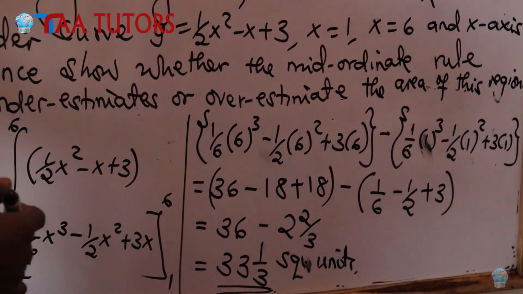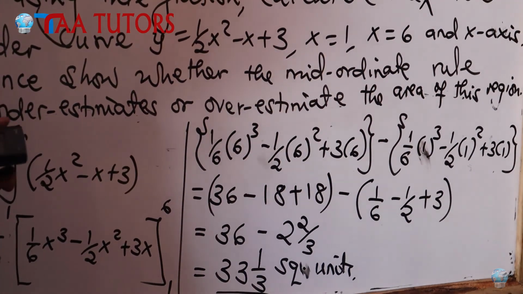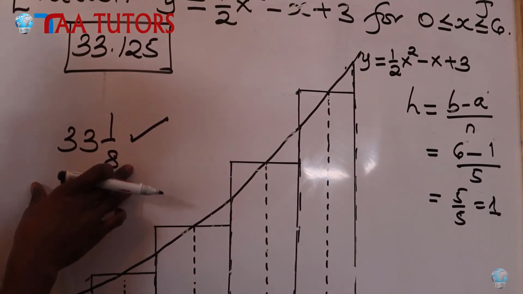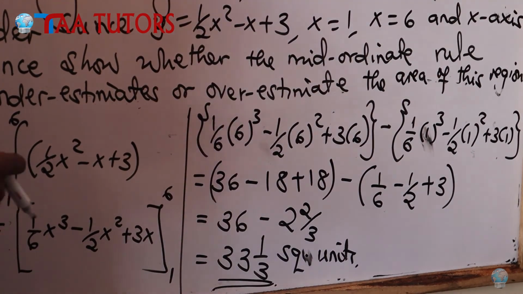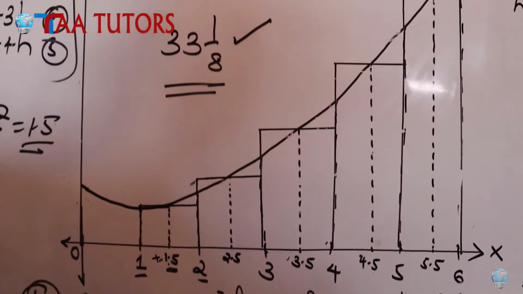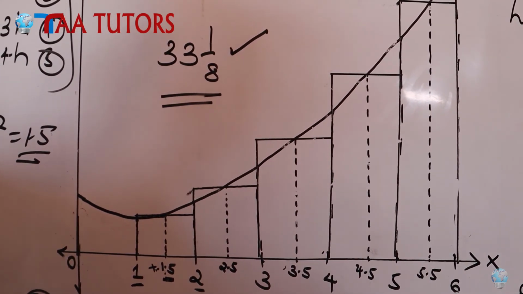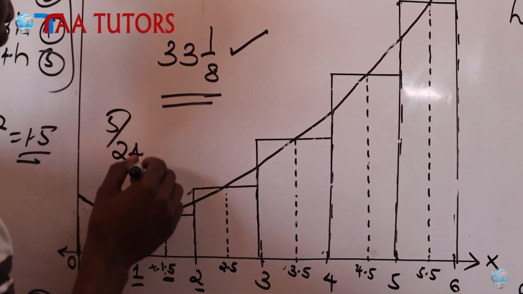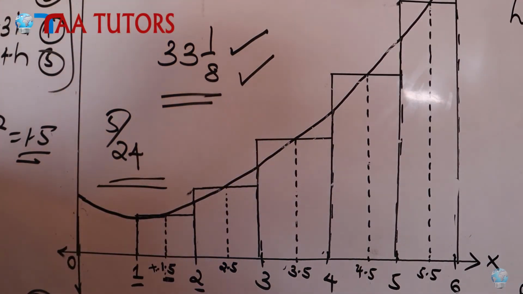So we can say that the midpoint rule underestimates. It's an underestimate because the area under the curve using the midpoint rule is smaller than the exact area by integration. Actually, if you subtract a third minus an eighth, we get 5 over 24. So it's underestimated by 5 over 24 square units. So that's what we were told to find there.